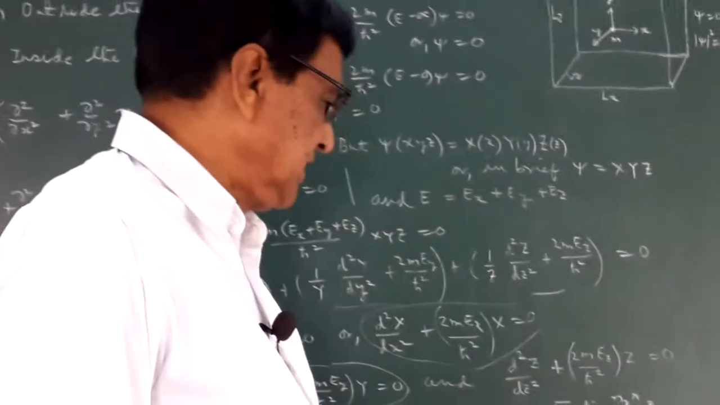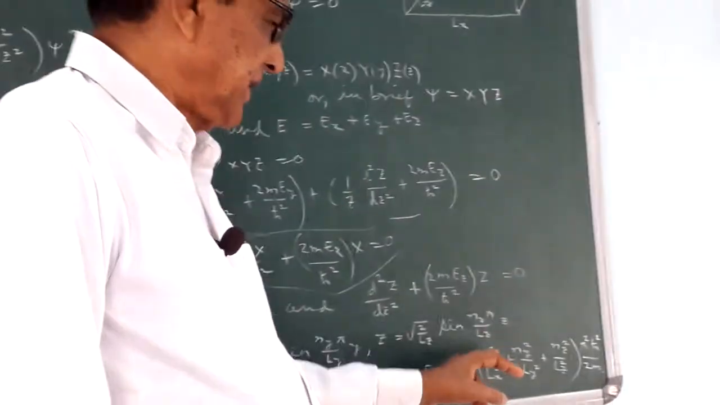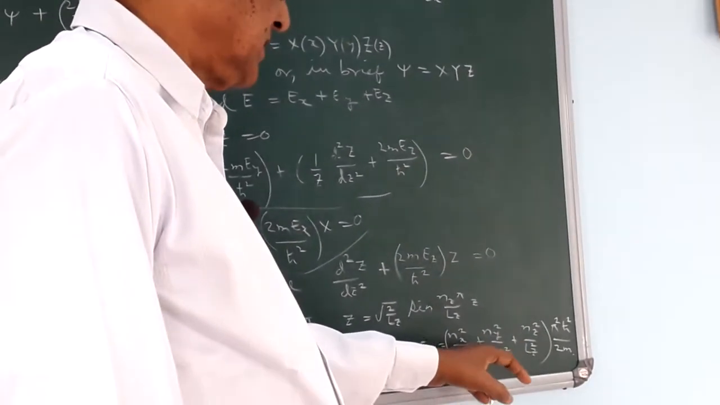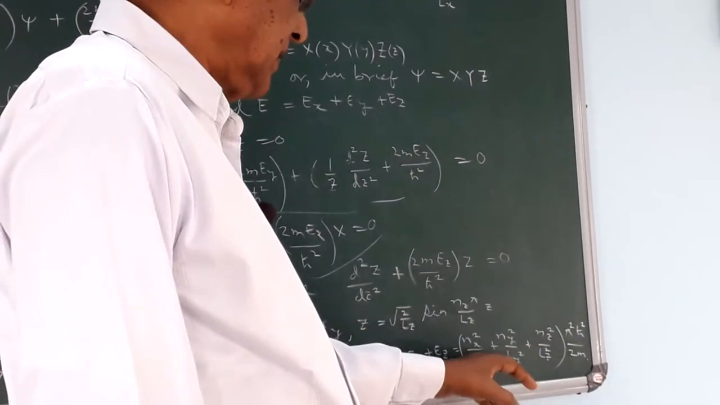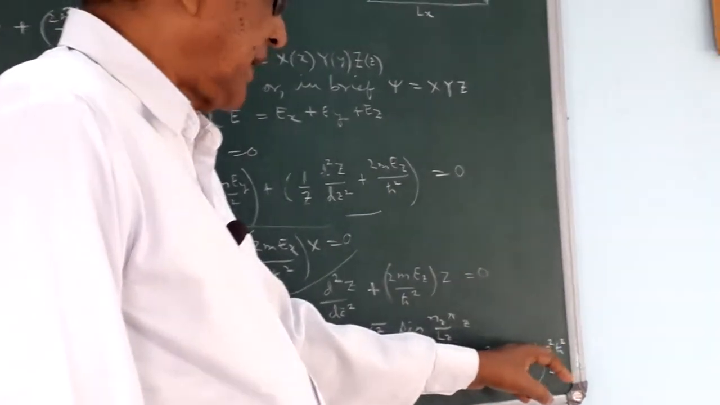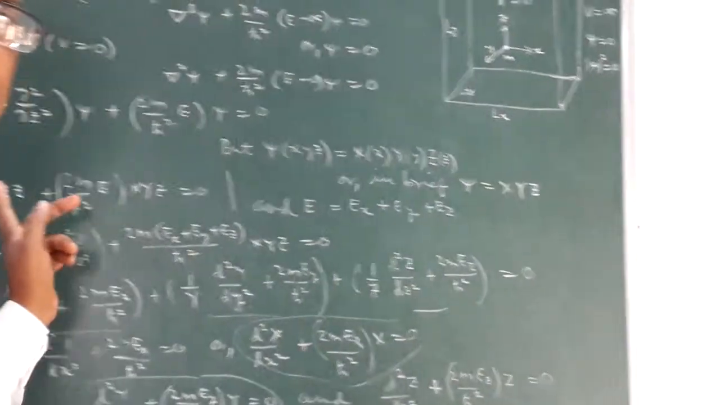The energy is also Ex plus Ey plus Ez, equal to nx² by Lx² plus ny² by Ly² plus nz² by Lz², into ħ² divided by 2m.